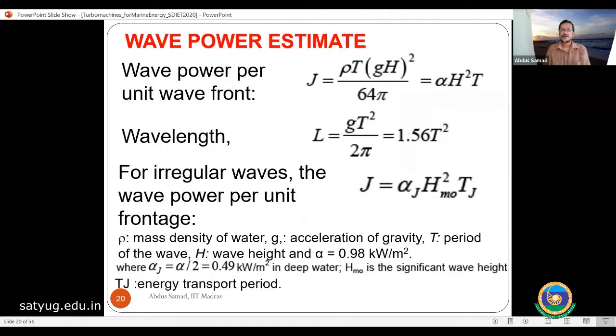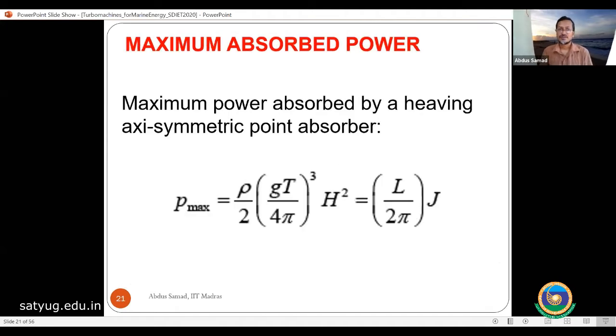How much power is there in a wave system? There is a formula we normally use for calculating it. Power per unit wave front, J equals alpha H square T. H means wave height and T means time period. If the time period is very high, we can get more power. If the wave height is very high, we can get more power. For wavelength calculation we use this formula: maximum absorber power equals L by 2 pi times J. L, I think, is the wavelength.